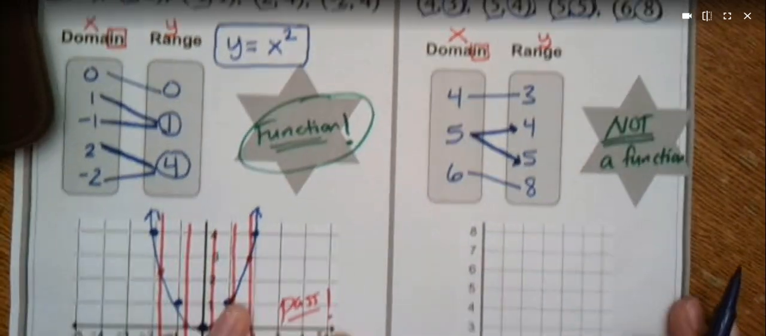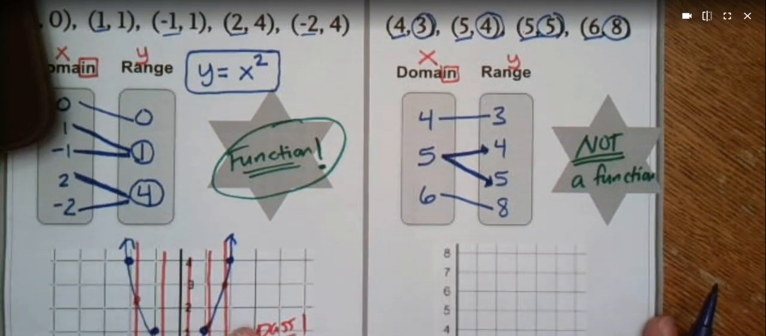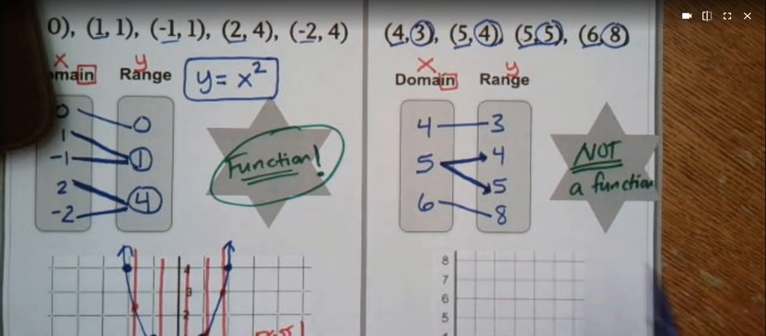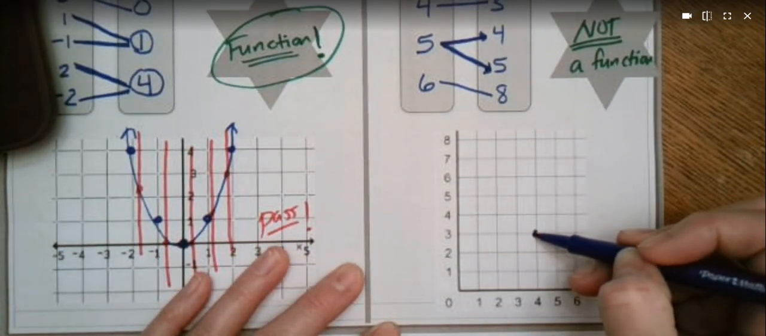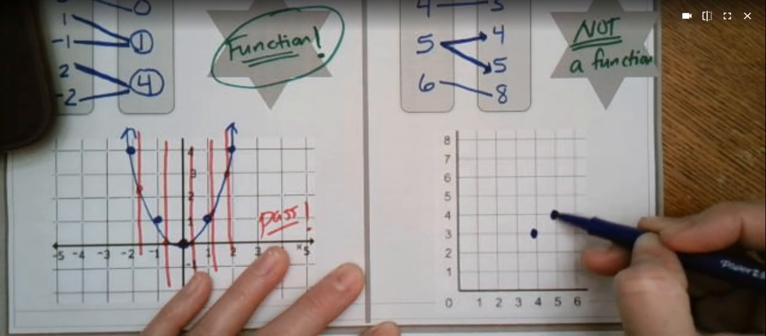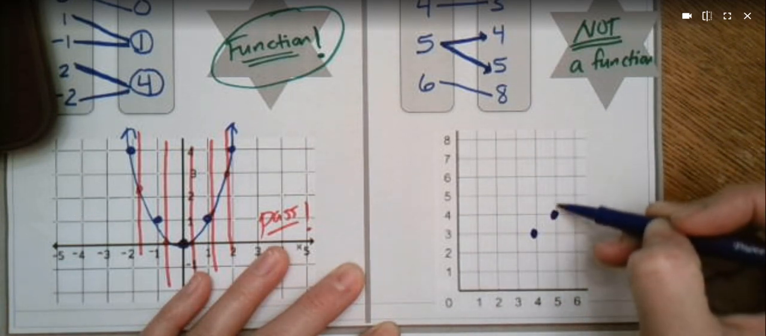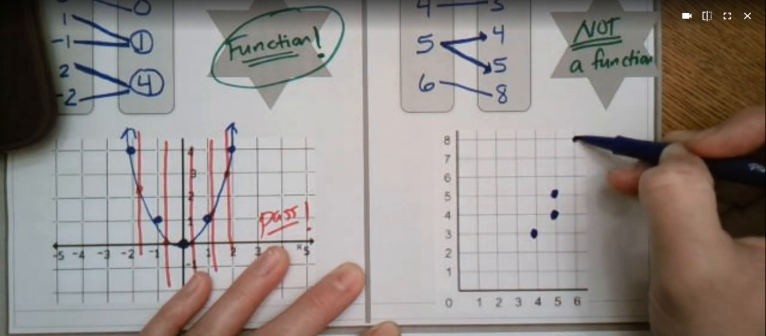Okay, now I want to show you the vertical line test and how this is not going to pass the vertical line test. So you have the ordered pairs, you go ahead and graph them while I graph them. Our first one is 4, 3, so over 4 up 3. Then 5, 4, over 5 up 4. Then we got 5, 5, 5 up 5. And we got 6, 8, 6 up 8.